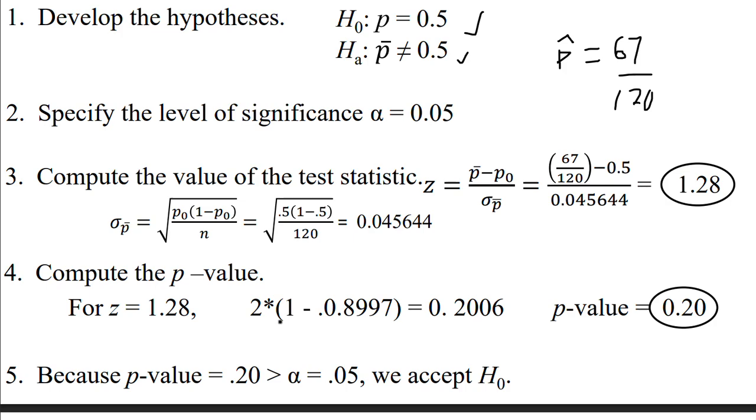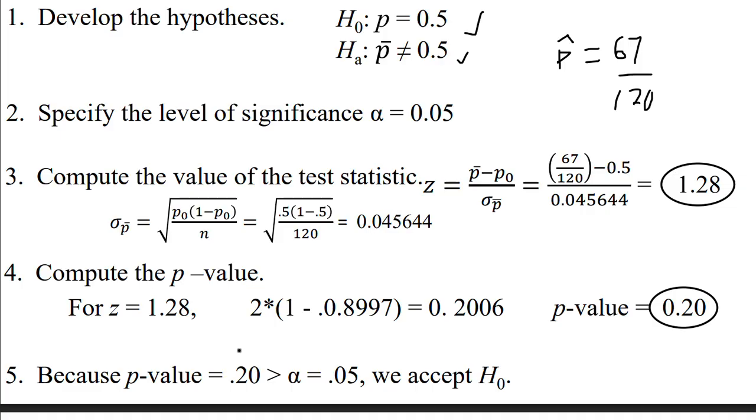Why did we subtract it from 1 first? And then why did we multiply by 2? We subtracted it from 1 because when I multiply 0.8997 by 2, it's going to give me a value greater than 1, and that is not how we do it. And so we first of all subtract the value from the table, which is 0.8997, from 1, and then we multiply the answer by 2. And so that will give us a p-value of 0.2006.